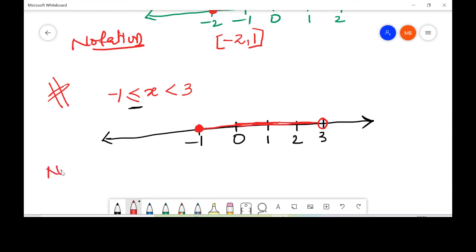What will be the notation form? The notation form goes like this. Since this is a closed circle here, we'll use a square bracket, -1, 3, round bracket or parenthesis. So this will be the notation form for the interval -1 and 3.